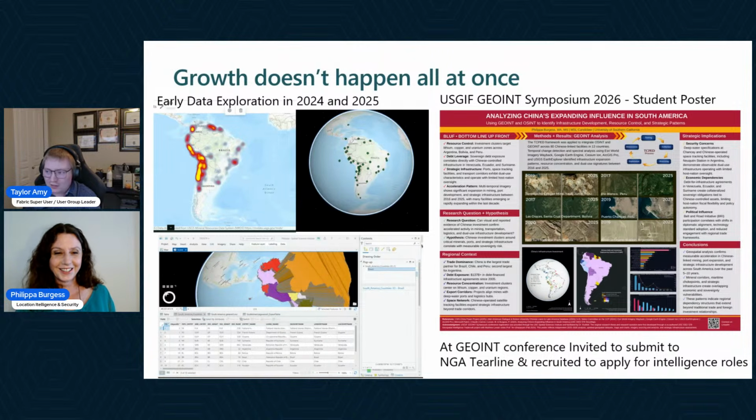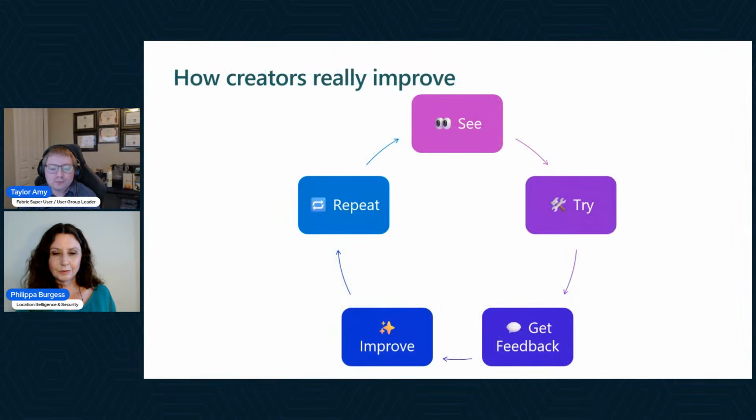Wow, best of luck on that. I think that really leads nicely into how creators can improve. As we've mentioned numerous times throughout this presentation, you don't start off being the best. You have a starting point, you try to do something, you get feedback, you improve, and then it just circles. You keep doing that cycle until you end up with a really good result.